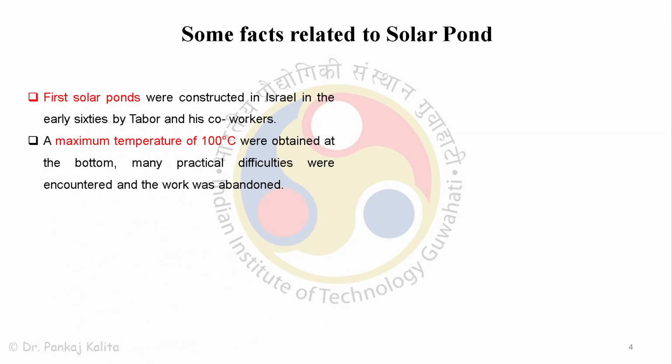These are very interesting facts. The maximum temperature is 100. Why can a maximum temperature of 100 be obtained? Can anyone answer it? Why only 100, why not more than that? Because water is generally heated up to 100 and then it converts to steam. Generally, in the case of a solar pond, a maximum temperature of 100 can be obtained.